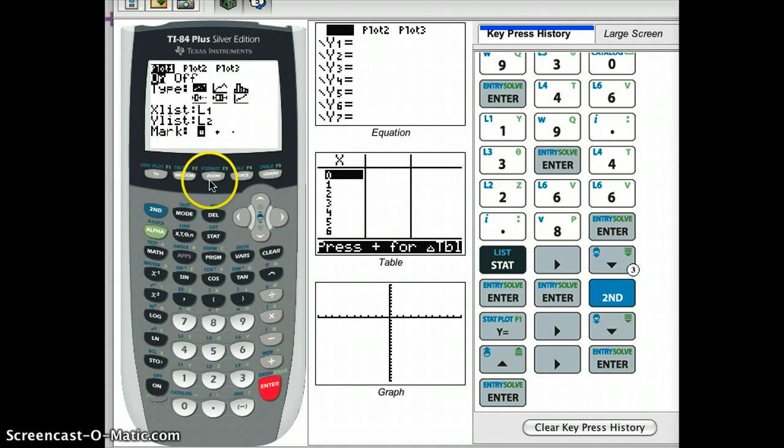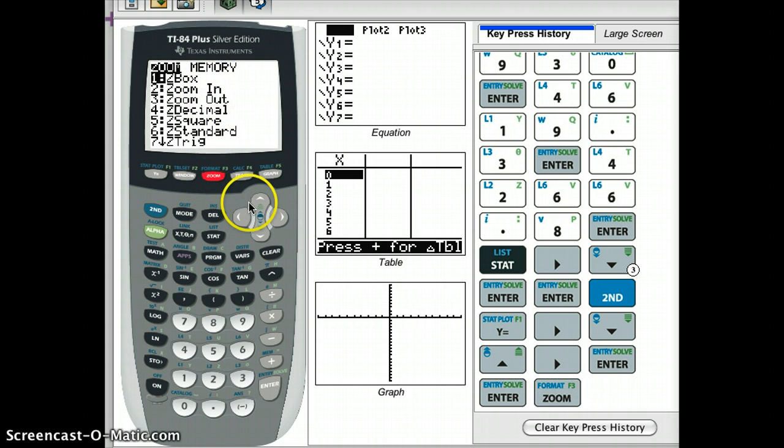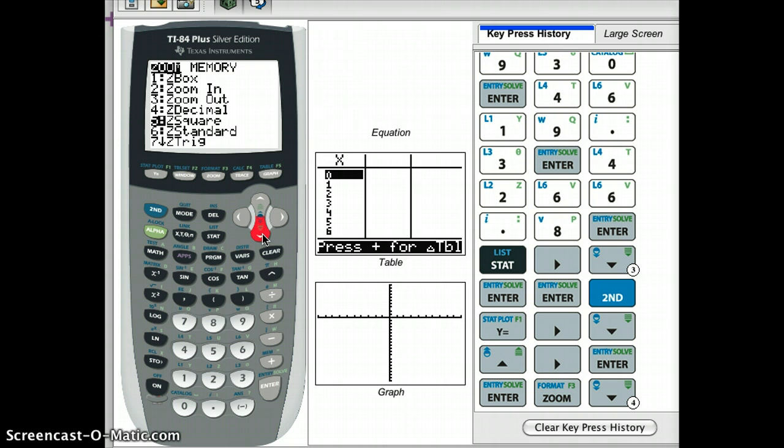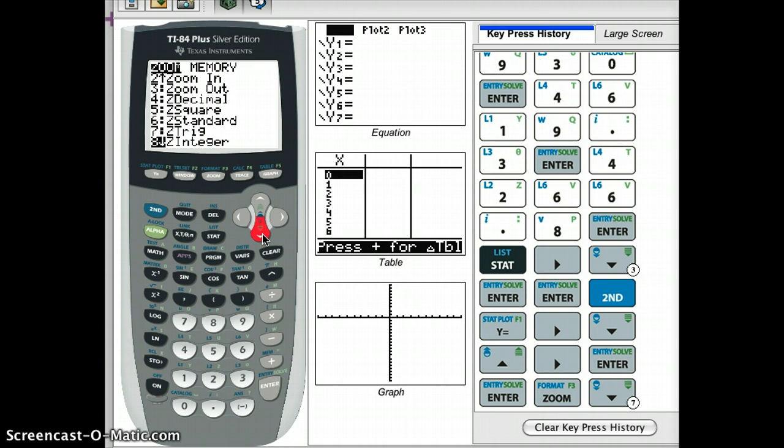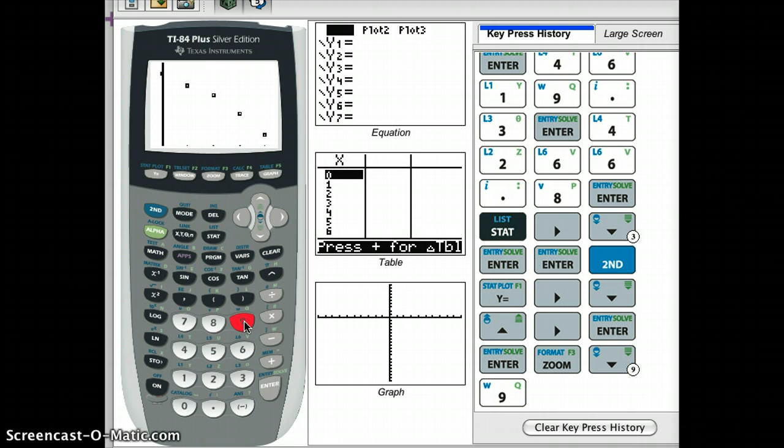So now if I want to see it, I'm going to go zoom, and if you go all the way down to 9, you can see where it says zoom stat. And that's what I'm going to pick. Oops, I'm going way too far, but I'm just going to hit the button 9 so it works. You can see right here I've got my points on my graph.